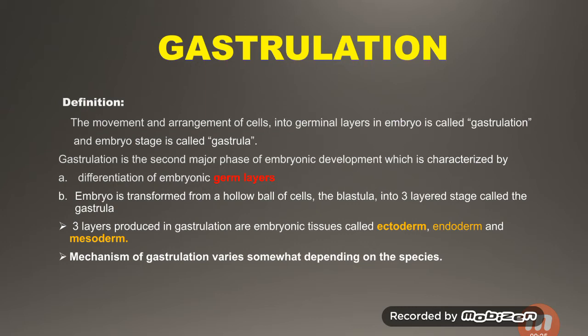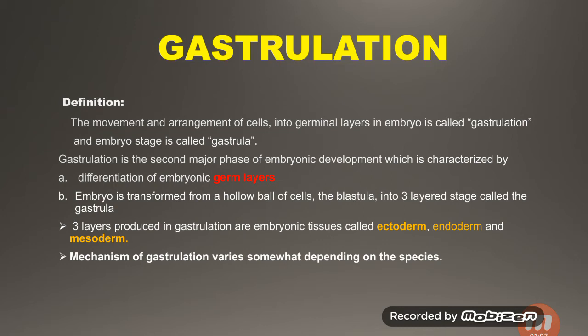Gastrulation is the movement and arrangement of cells into germinal layers in the embryo. And the embryo at this stage is called gastrula. It is the second major phase of the embryonic development, which is characterized by the formation of three germ layers. Embryo in the gastrulation phase is transformed from a hollow ball of cells, the blastula, into three-layered stage called the gastrula.